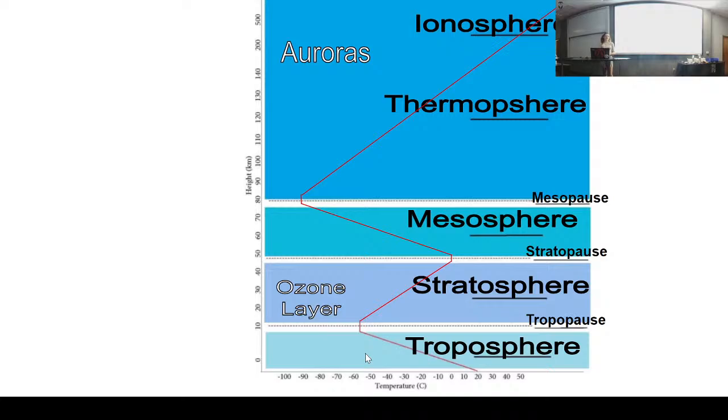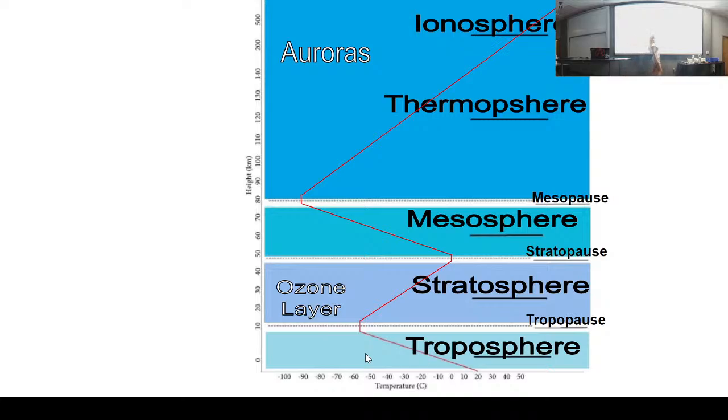And then one more thing to mention is the auroras, otherwise known as the northern lights. They're going to be located at this altitude in the thermosphere. So just to give you an idea, if you see the northern lights, they're way, way, way up in the sky, all the way up in the thermosphere.